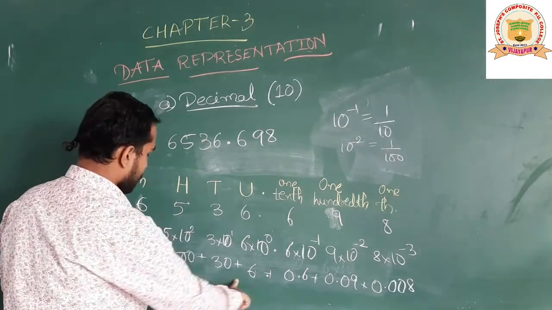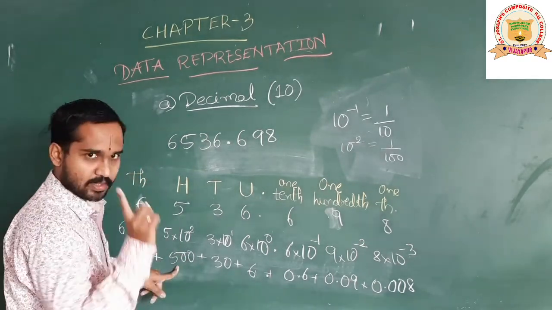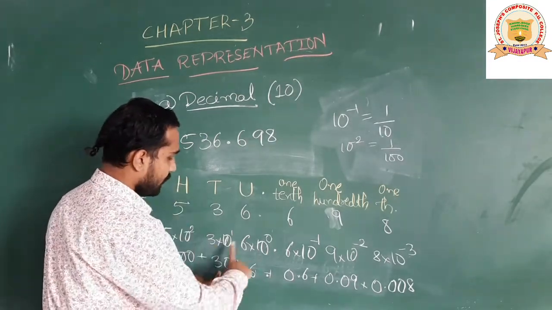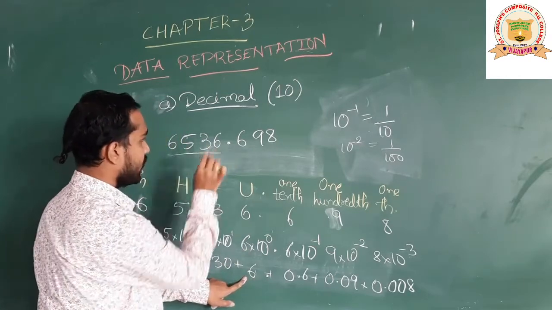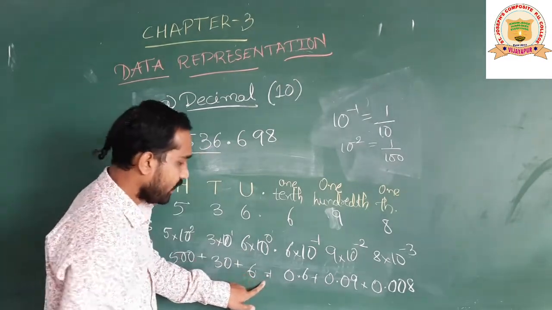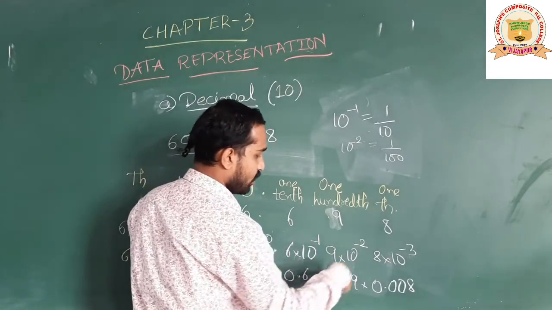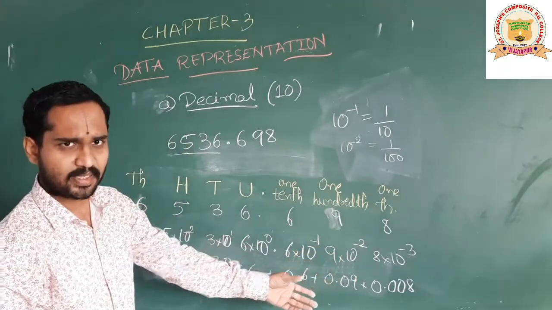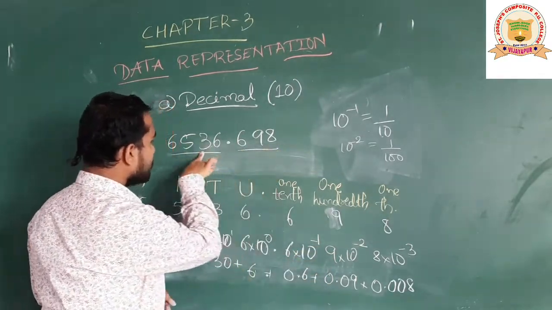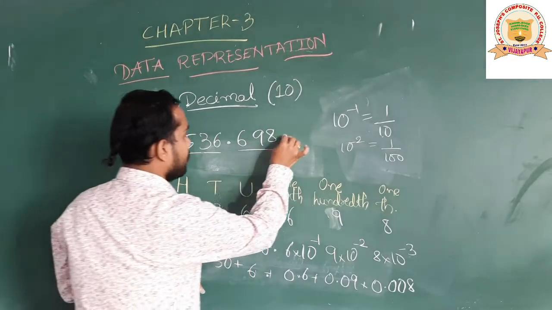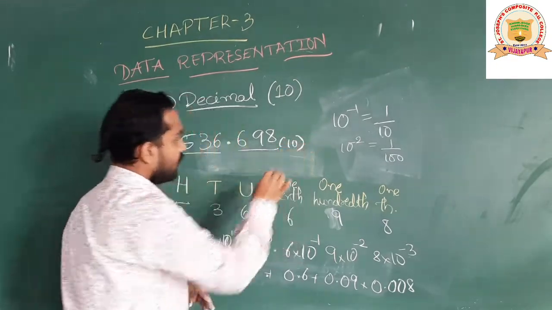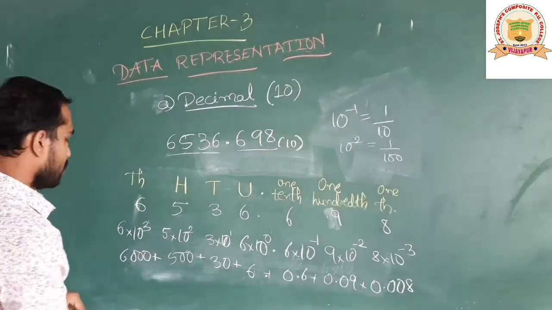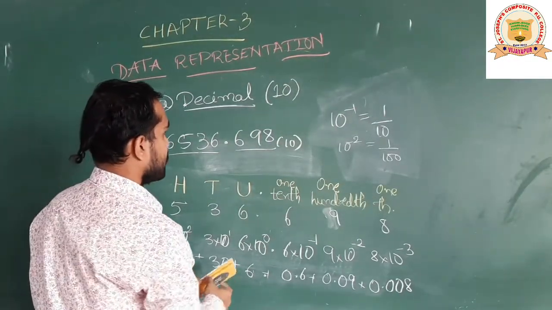So when you add these, 6000 plus 500 is 6500. 6500 plus 30 is 6530. Plus 6 is 6536.6. Plus 0.09 plus 0.008 is 6536.698. You can add this easily. So you get this number with 10 as the base, and you can represent it like this. Understanding? So now let me give some numbers.